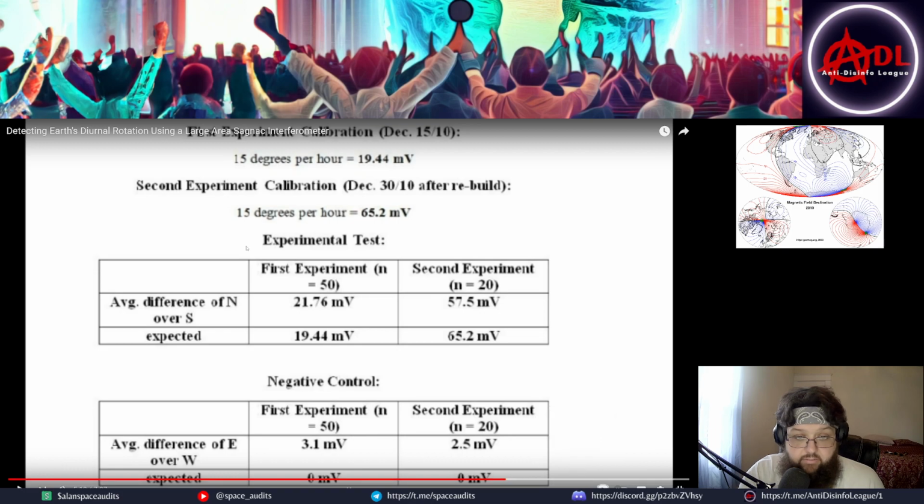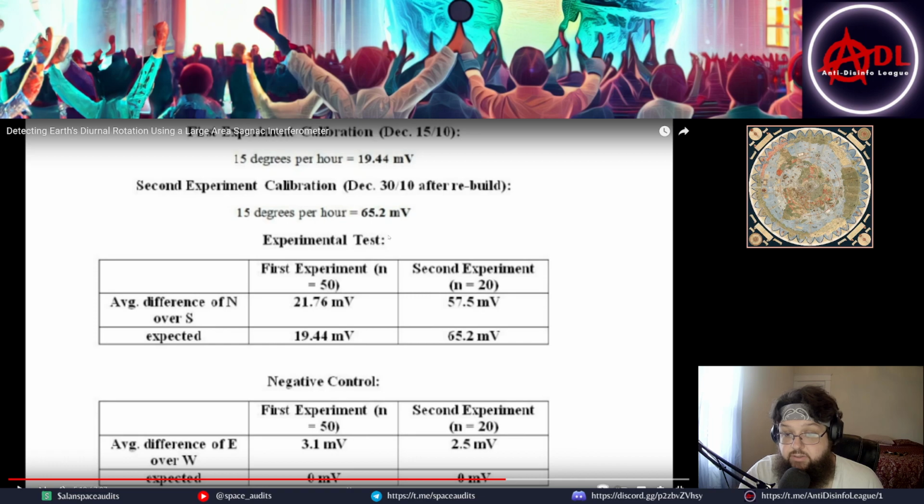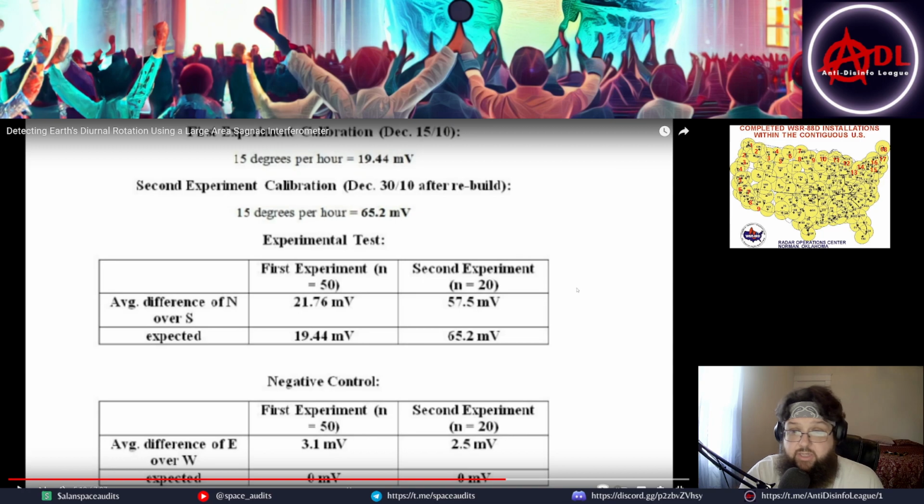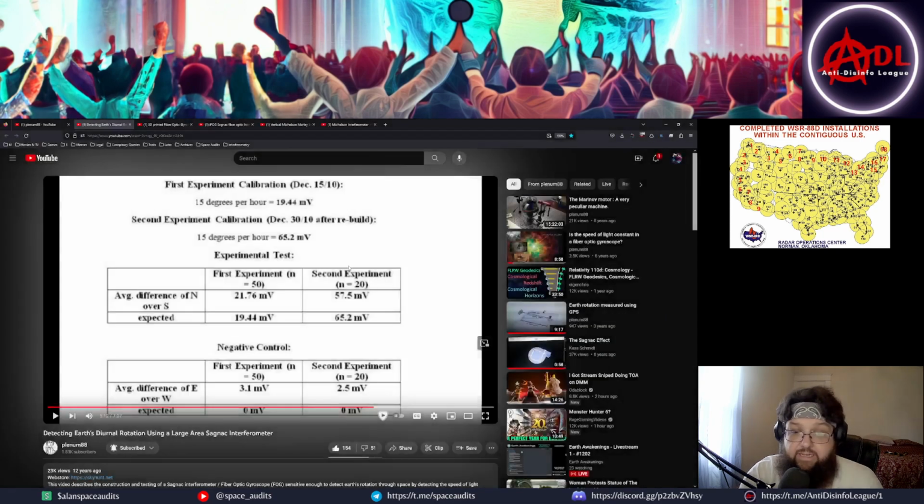All right, so you take your readings, you flip your device, you invert your orientation, take your readings, you add them together, average them out, and what he got at the 45th latitude was indicative of a rotation. What was it? 15 degrees per hour when you add it together and average it out at his latitude, right?